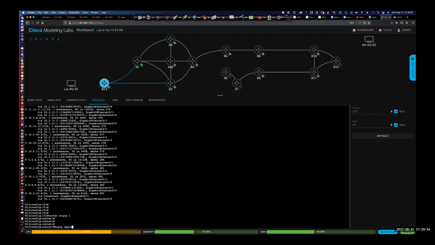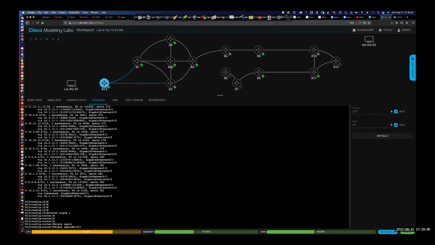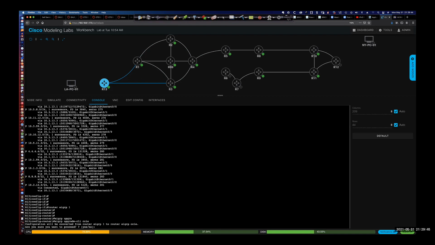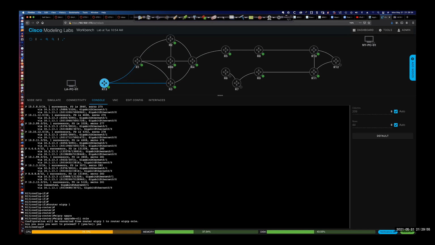eigrp upgrade-cli, and then I've got to give it a name. That's why they call it named mode. We're going to name ours CCIE, and I'm going to hit enter, and it's going to ask me, hey, are you sure you want to do this? Remember, this is hitless. You can do this in production environments. It's going to convert the config, and everything is going to work fantastic. And I say yes, right?